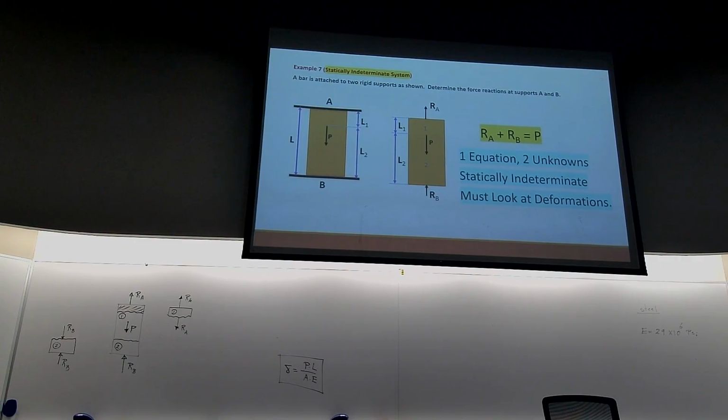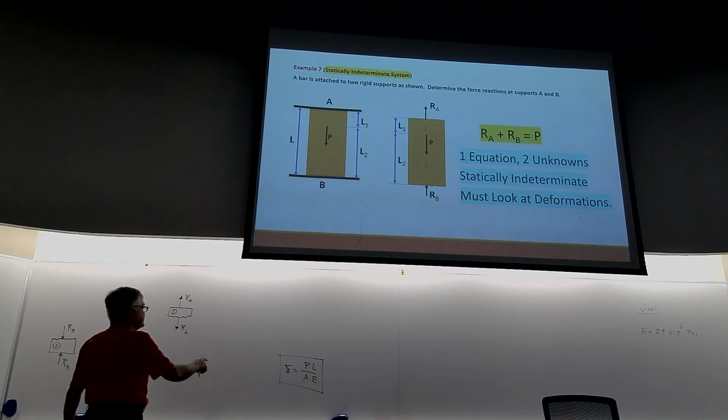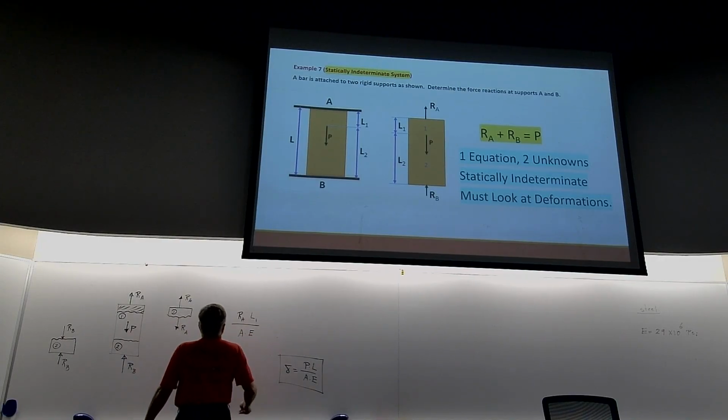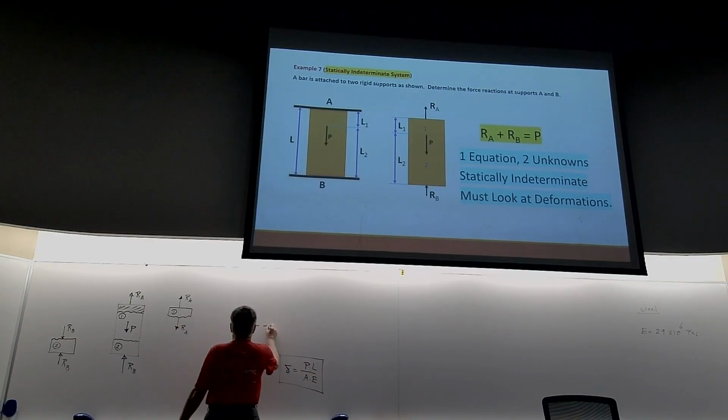The deltas must add up to 0, right? Delta one is positive, the other is negative, they add up to 0. So when we use this equation, for segment one, we use this force, RA, L1 divided by AE, minus RB L2 divided by AE equals 0.